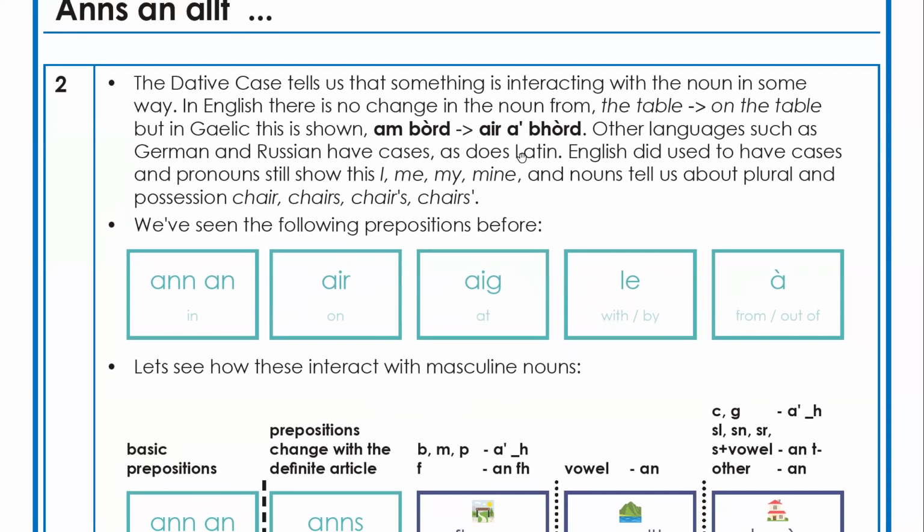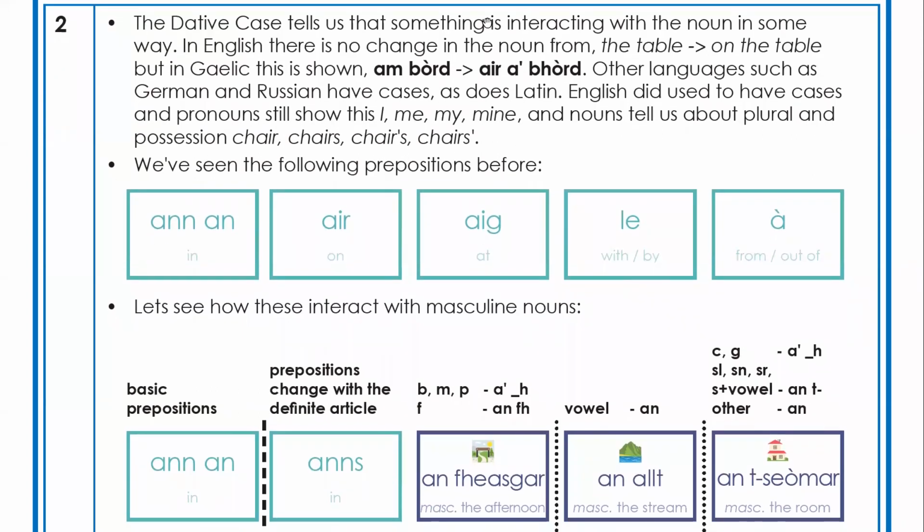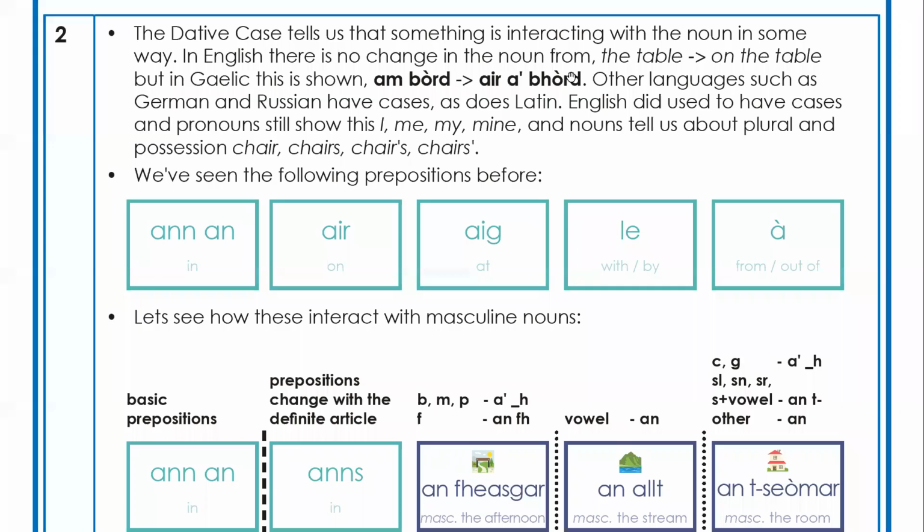For masculine nouns, definitely. For feminine nouns, these days, that would also be true. So if we wanted to say on a table, it would just be id bòrd. We only go to air a' bhòrd when it's on the table and the article is present. So we could have an bòrd in a table, if that was possible. Aig bòrd, ann am bòrd, le bòrd, à bòrd, if that made any sense. So this dative change only occurs when we have the definite article.